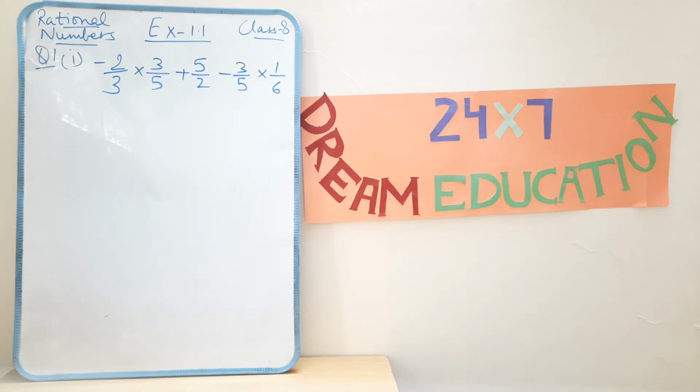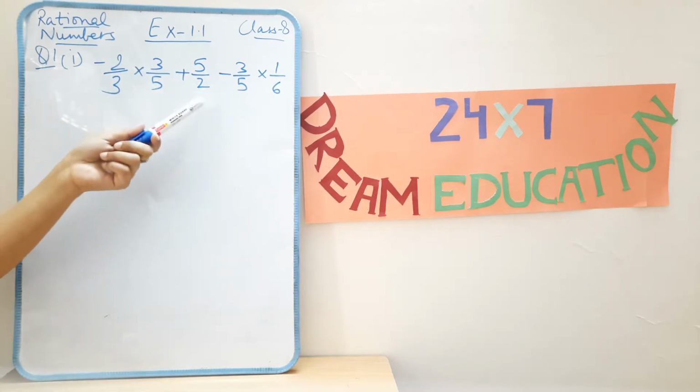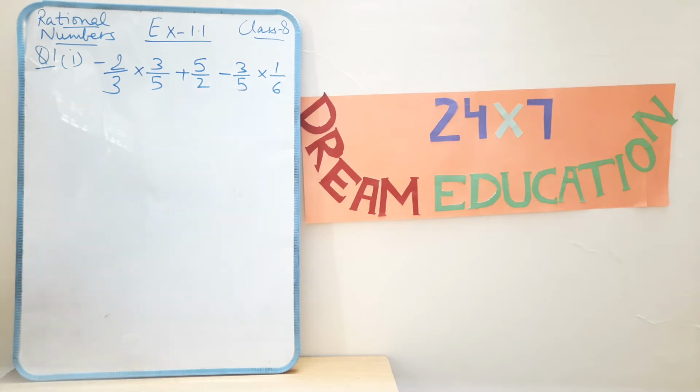So the first question is minus 2 by 3 into 3 by 5 plus 5 by 2 minus 3 by 5 into 1 by 6. You need to solve this question using properties.